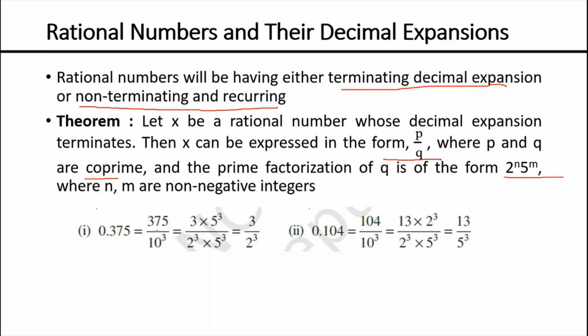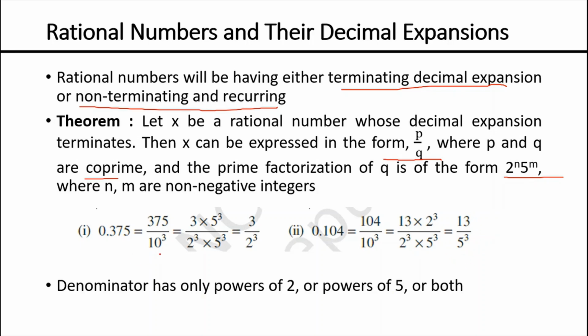0.375 can be represented as 375 divided by 10 cube. 375 can be factorized as 3 multiplied by 5 cube, and 10 cube can be written as 2 cube multiplied by 5 cube. By striking off the common factors, we will get 3 divided by 2 cube. Similarly, we can see that 0.104 can be expressed in the form of 13 divided by 5 cube.